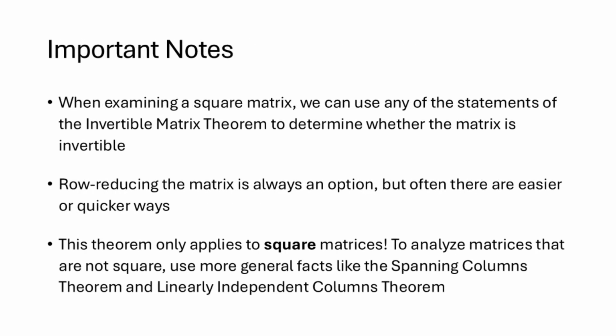So a few things to note about this theorem. When we're looking at a square matrix, we can use any of these 12 statements to determine whether the matrix is invertible. Row reducing the matrix is always an option, but there are often easier ways. And so even though we could row reduce a matrix to determine whether it's invertible, in the rest of this lecture, we're going to focus on using some alternative methods to determine whether that matrix is invertible.